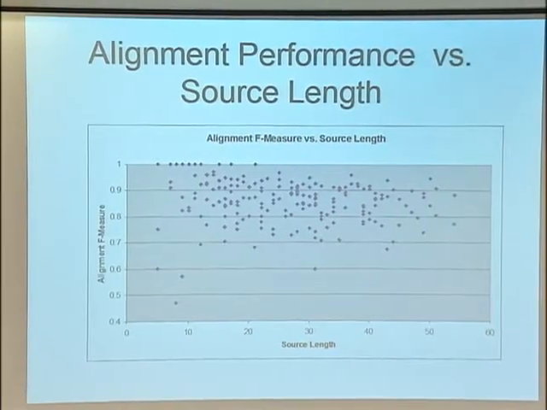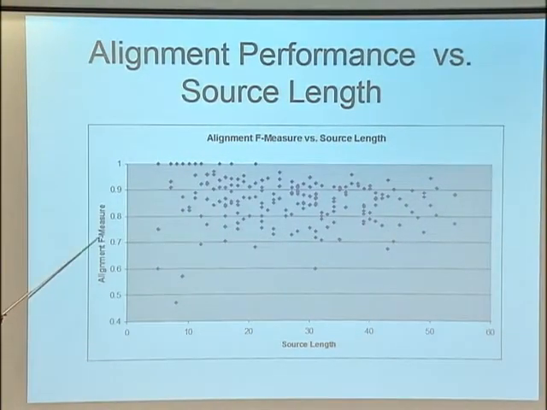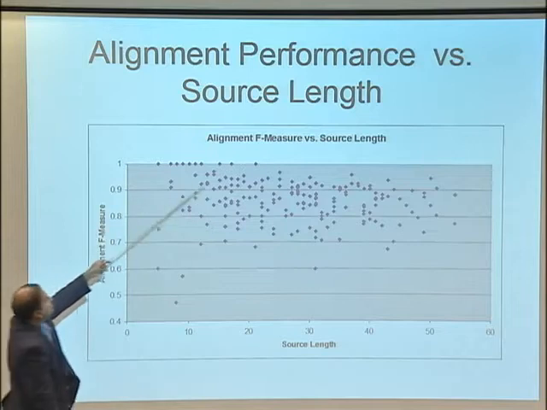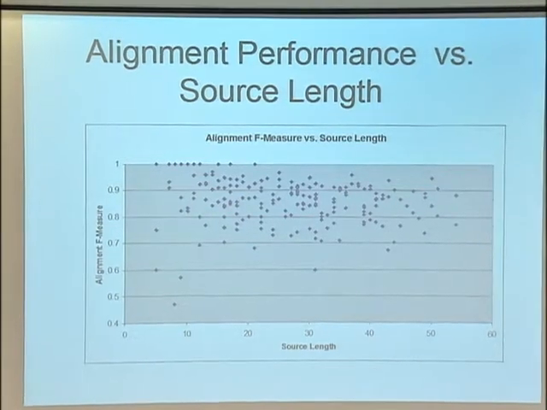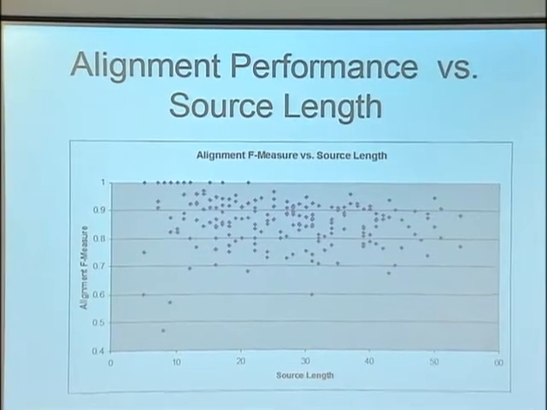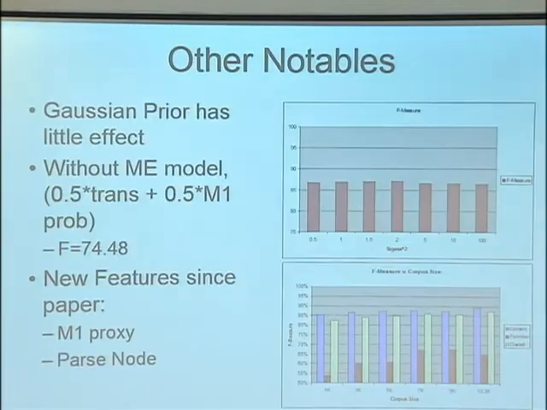If you take a look at the source length versus the alignment F measure, I don't see any real correlation between F measure and sentence length. So we're good on shorter sentences and about the same on longer sentences. So no real correlation. Other things to note about this model, the Gaussian prior has very little effect. We tried to do a line search for that, the variance parameter. It doesn't seem to do much.